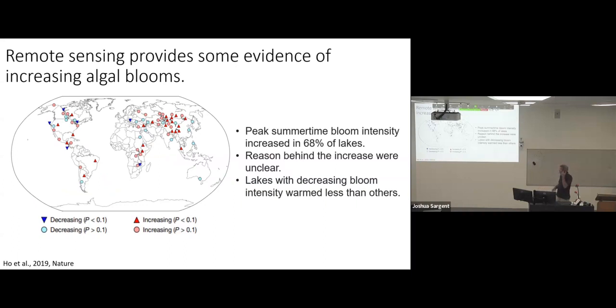Ho et al. published a paper in 2019 in Nature using remote sensing to look at bloom intensity in about 75 lakes around the world.